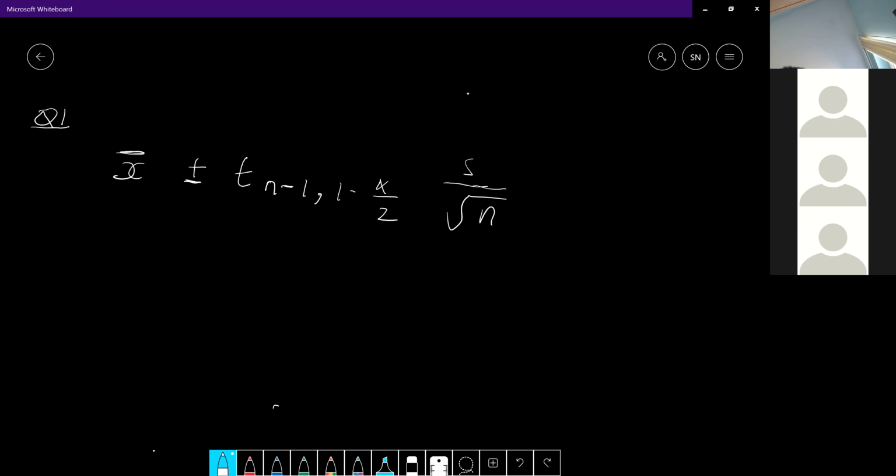Now x bar is given to you as equal to 74.6, and you're given s. S is the sample standard deviation, which is equal to 11.3, and n is given to you, which is 81, right?